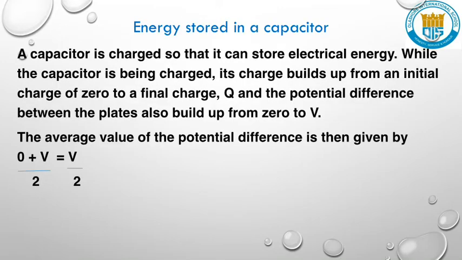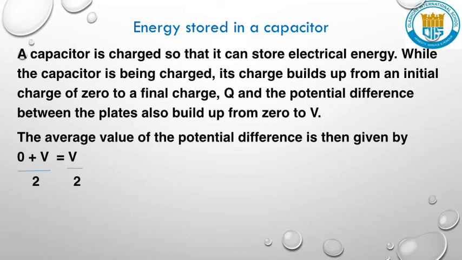Now let's look at energy stored in a capacitor. Whenever you have movement of charges, you have electrical energy. So a capacitor stores charges, meaning that it stores electrical energy. Now, while the capacitor is being charged, the charge builds up from an initial value of 0 to a final value of Q. So you are charging a capacitor, the charge is building up.